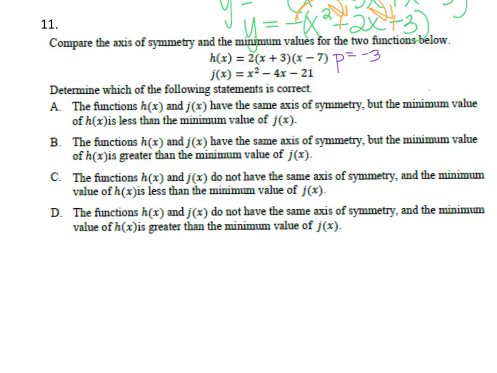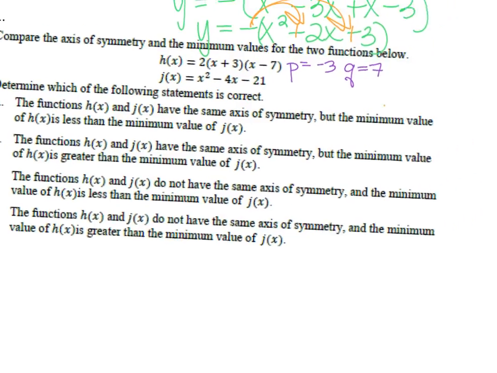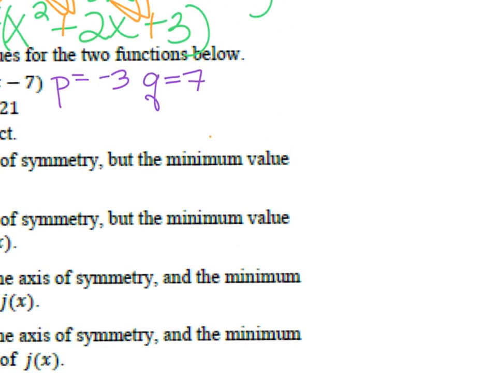And then Q equals a positive 7. So if I want to use the formula, I'm going to have to use the formula of (P plus Q) divided by 2. So it's (-3 plus 7) divided by 2, which equals 4 divided by 2, which equals 2. So this is the axis of symmetry. So you can say over here that the axis of symmetry is x equals 2.